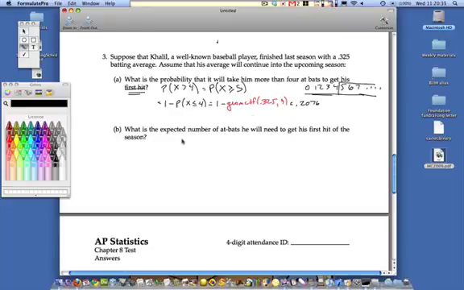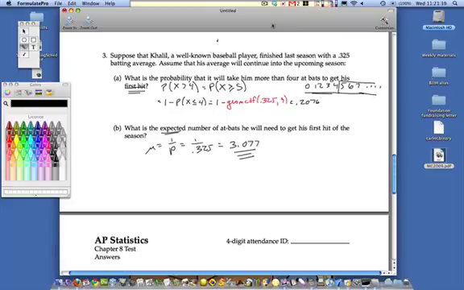And then the expected number of at-bats he will need to get his first hit of the season. All right, that's the mean. Okay, expected number, remember, average or mean. Mu is equal to 1 over p. So that's equal to 1 over 0.325, which is equal to 3.077. Do not round that. If you round it, you're going to get dinged probably 2 points on this, I think, is what I did. So on average, it will take 3.077 at-bats for Khalil to get his first hit of the season.